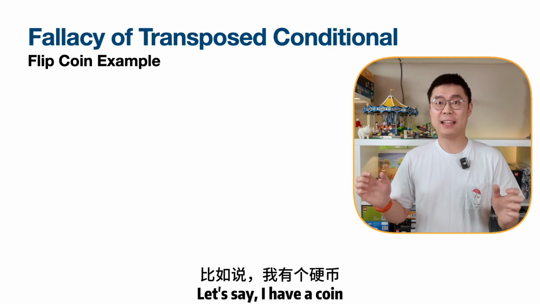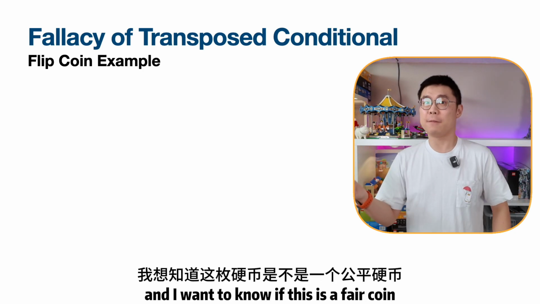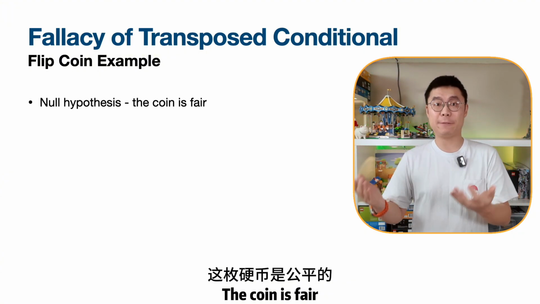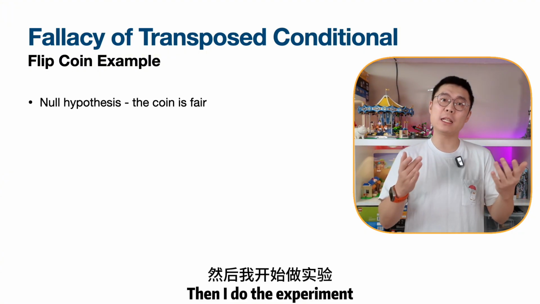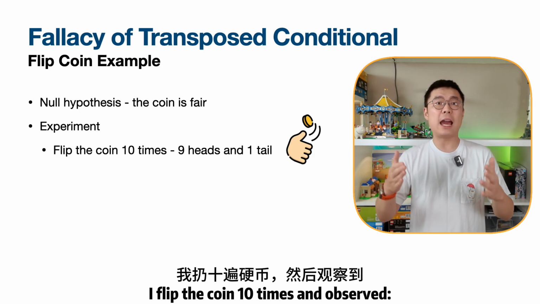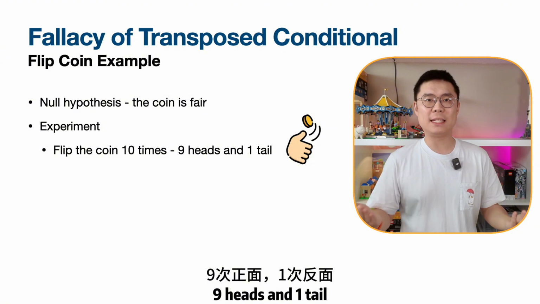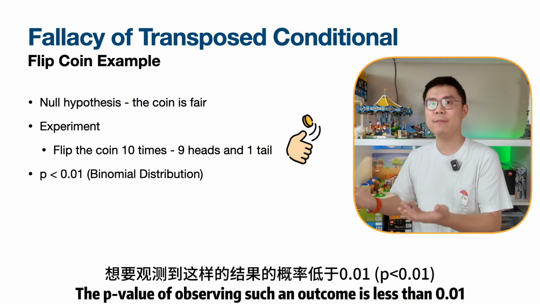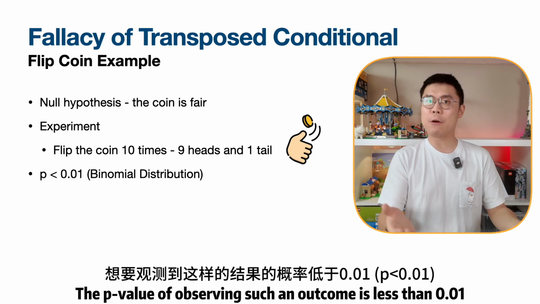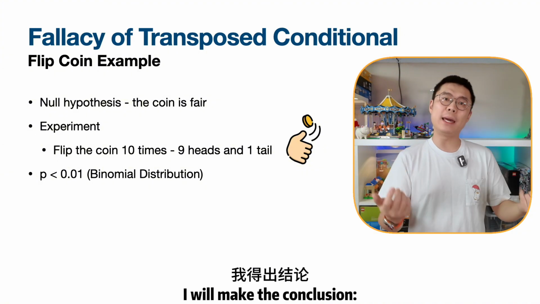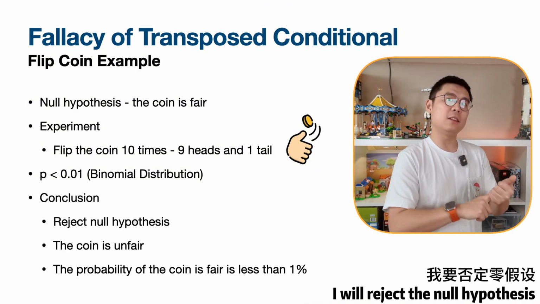Let's say I have a coin and I want to know if this is a fair coin. So I made the null hypothesis, the coin is fair. And then I will do the experiment. I'm going to flip the coin 10 times and observe 9 heads and 1 tail. So based on the binomial distribution, I can calculate the p-value of observing such an outcome is less than 0.01. So finally, I will make the conclusion. I will reject the null hypothesis.